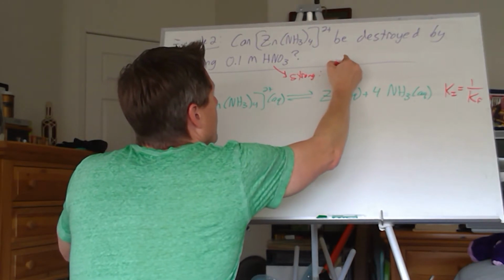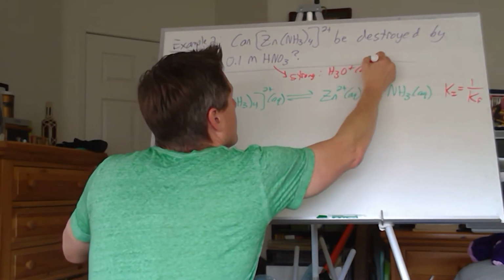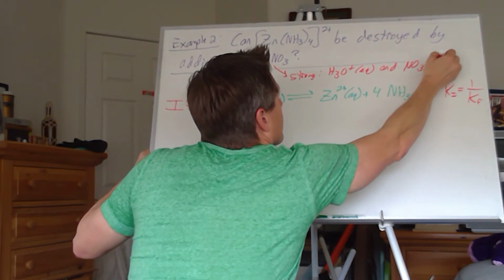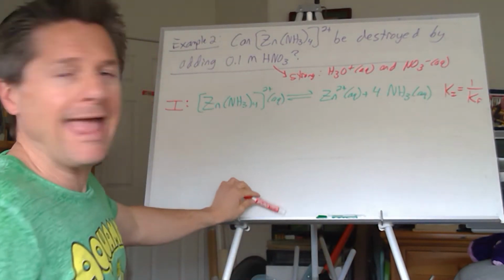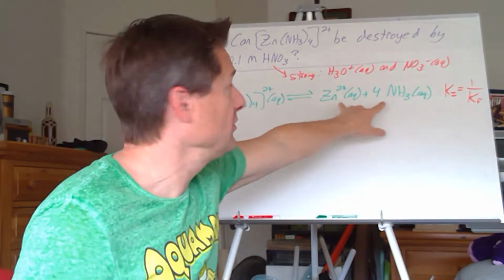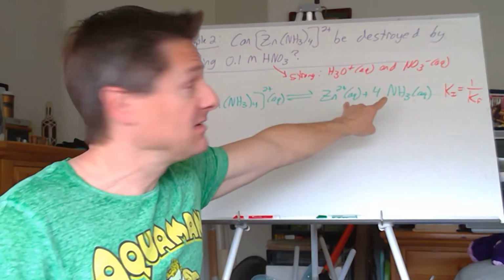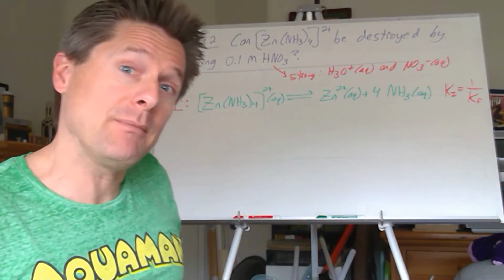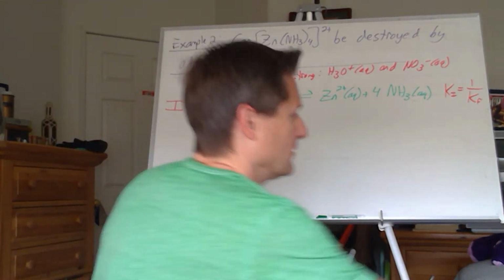So we're going to have hydronium and nitrate. We're adding 2 species to the mix. We got 4 species. Oh, look at all the possible combinations. So we got 4 possible combinations, right?